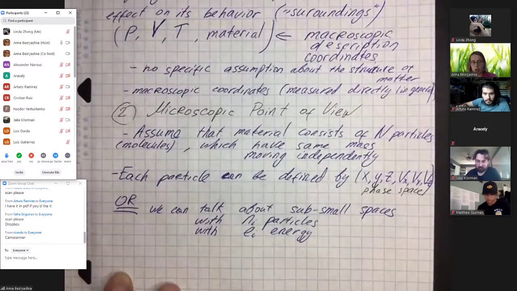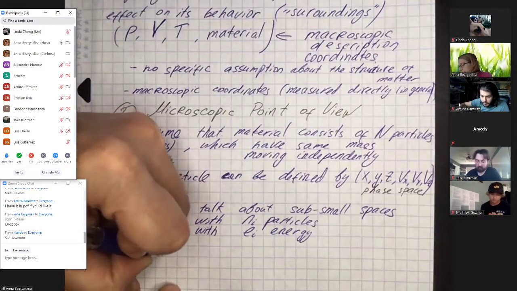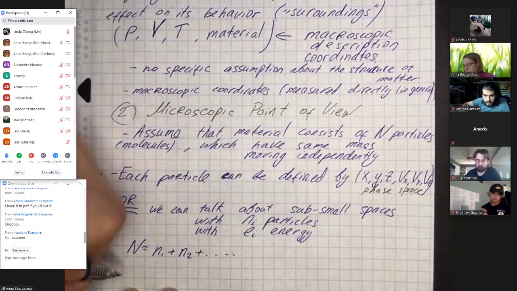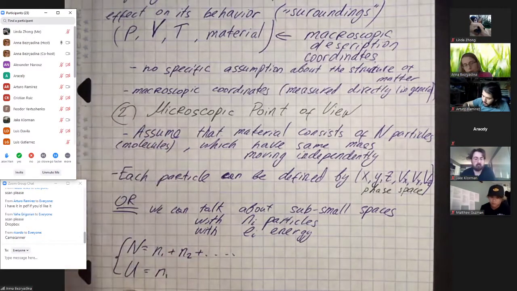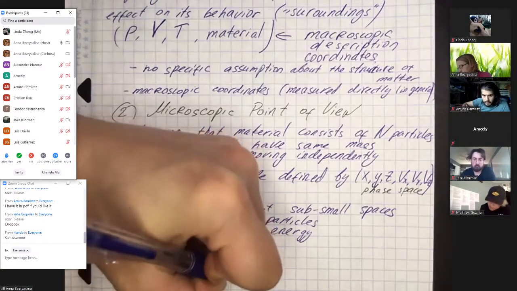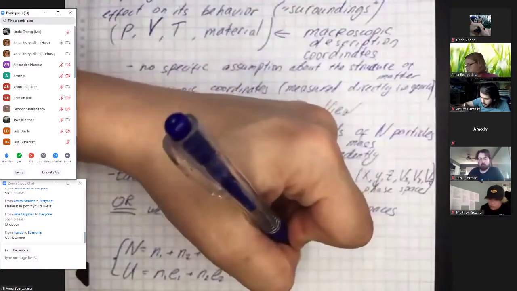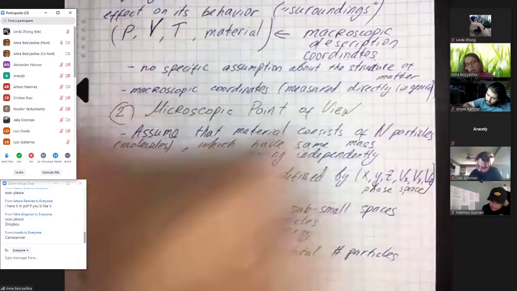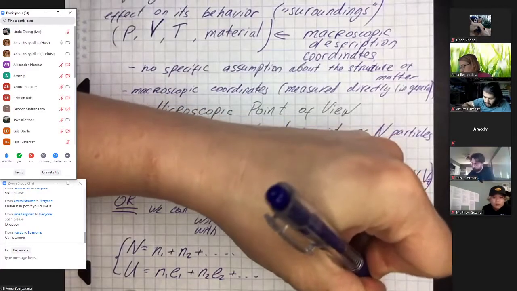Okay. So in this case, our total number of particles could be represented as subgroups N1 plus N2 plus and so on. And we can talk about total energy as N1 times E1 plus N2 times E2 and so on. So here we have the total number of particles, and here we have the total energy.